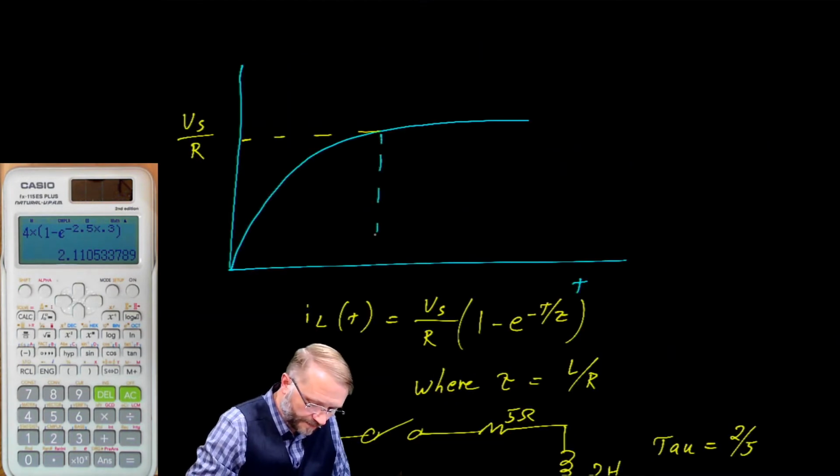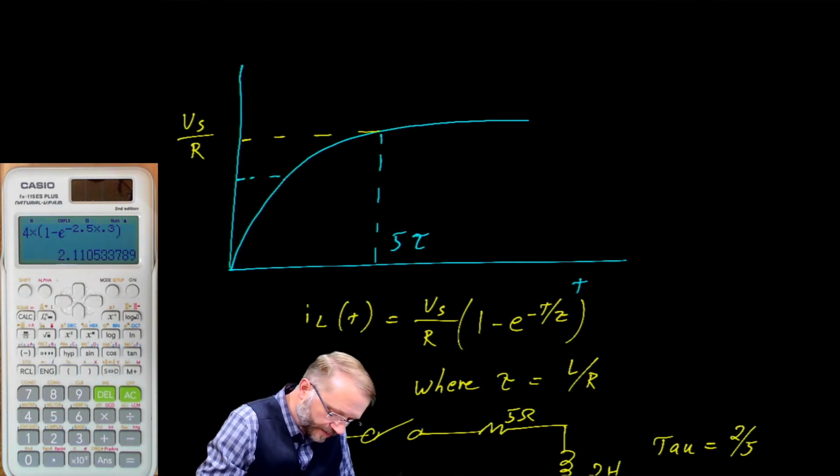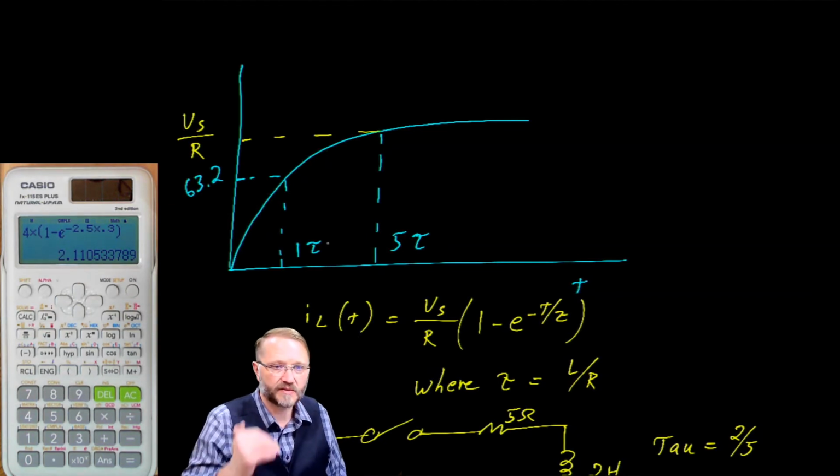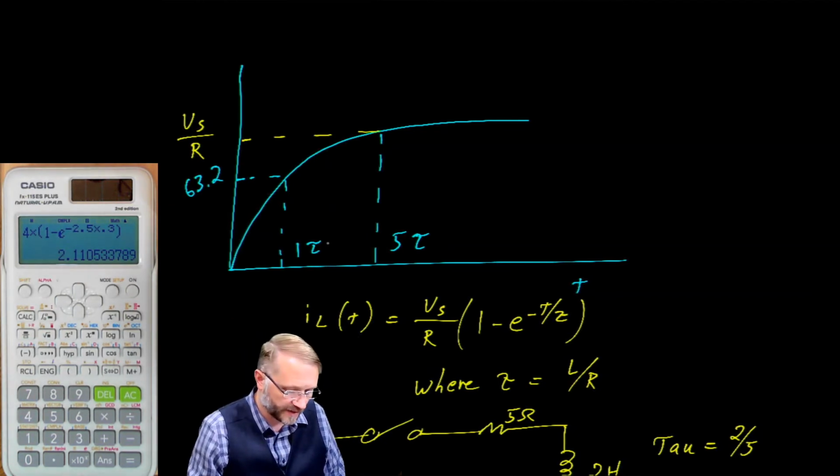As a rule of thumb, you are fully charged at time equal 5 tau. And I believe we mentioned that we achieve 63.2% in 1 time constant. So in 1 tau, you will achieve 63.2% of the current or voltage, depending if it's an inductive or a capacitive circuit.